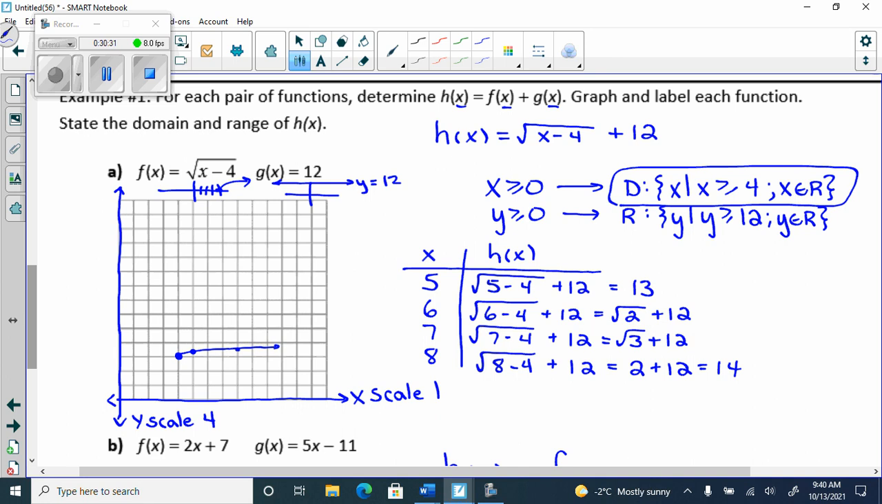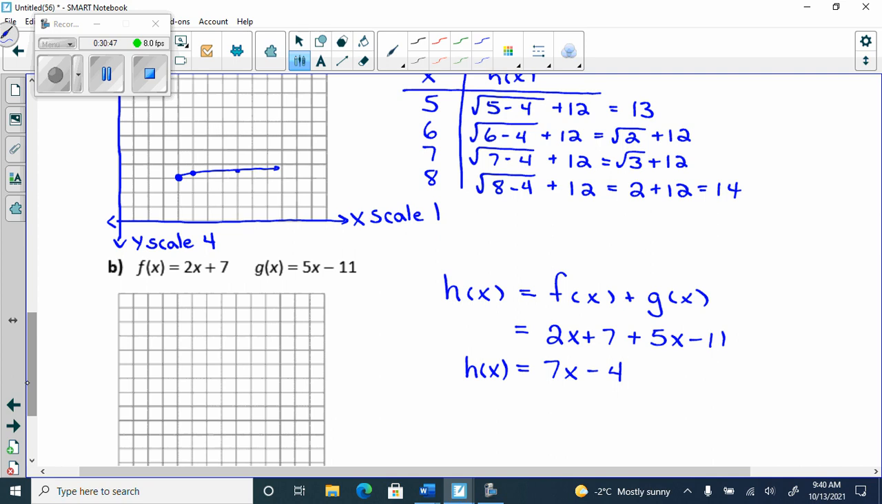So here, my first function was at 4 or greater. My other one was x an element of the reals. That's great, but the graph will only exist where both of them exist. So the domain is really easy to find if one of them is restricted. If one of them is restricted, that will be your new domain, because it's where both exist.